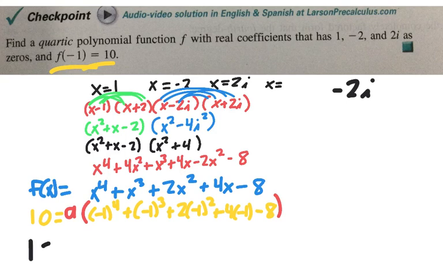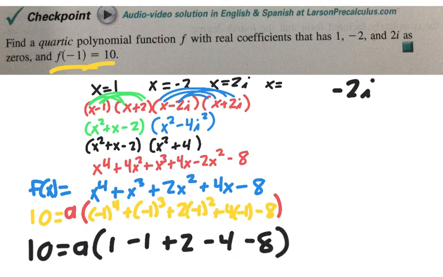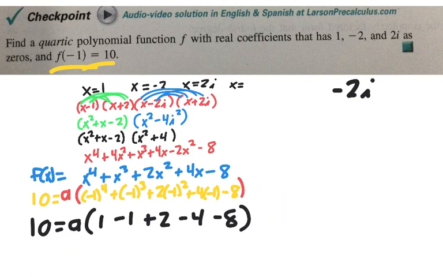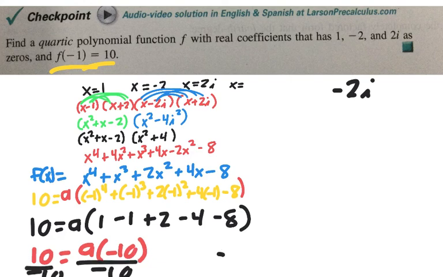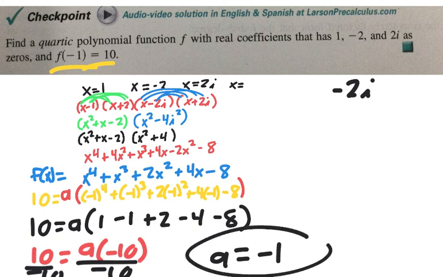That's going to be 10 equals a times 1 minus 1 plus 2 minus 4 minus 8. So that's negative 12, negative 10, negative 10. So I get 10 was equal to a times negative 10. When I solve for a, I'm going to get a is equal to negative 1.